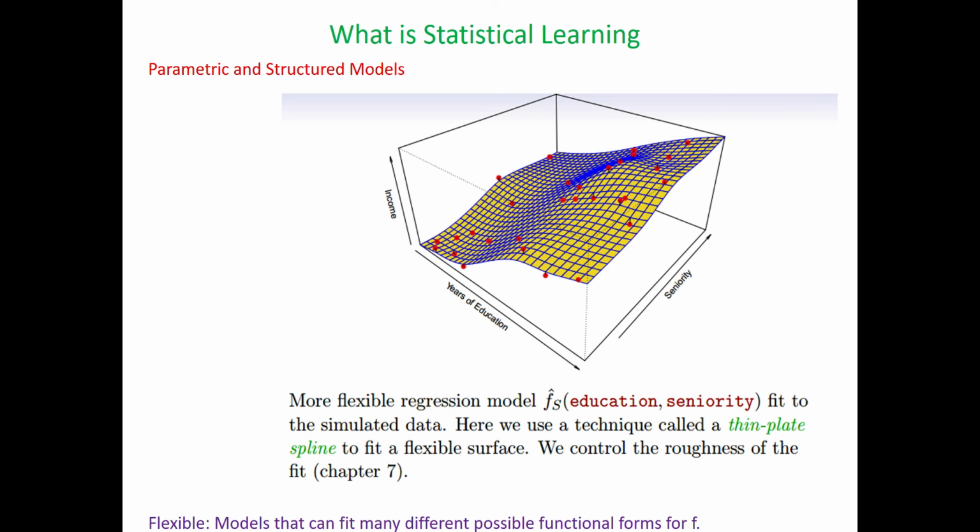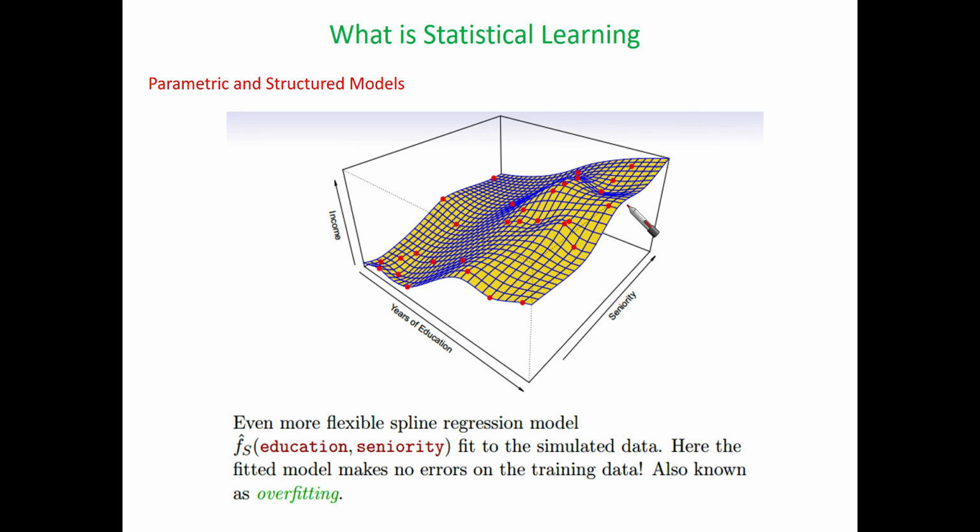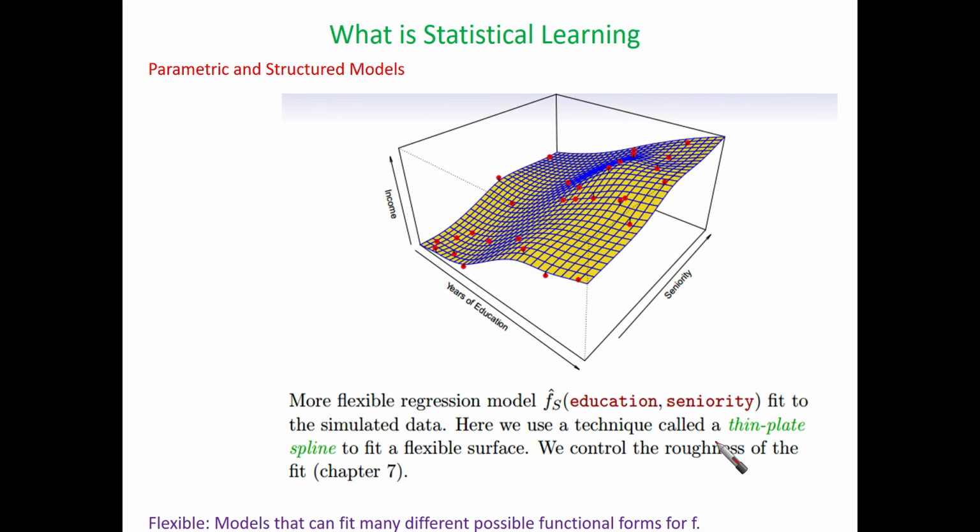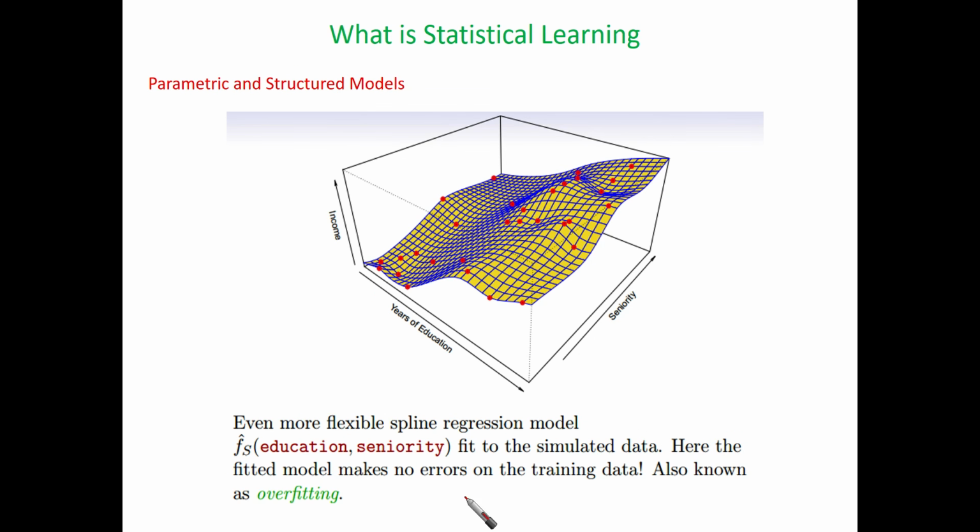Flexible in the sense that the model can fit many different possible functional forms for f. So that's some sort of flexibility. And we can control the roughness of this fit, that is, how much we fit the data. By the way, we use a technique called thin plate spline. We will see how the thin plate spline technique comes up with a very flexible surface so that it fits our data based on our desired level of fitness. So this is a more flexible spline regression model.